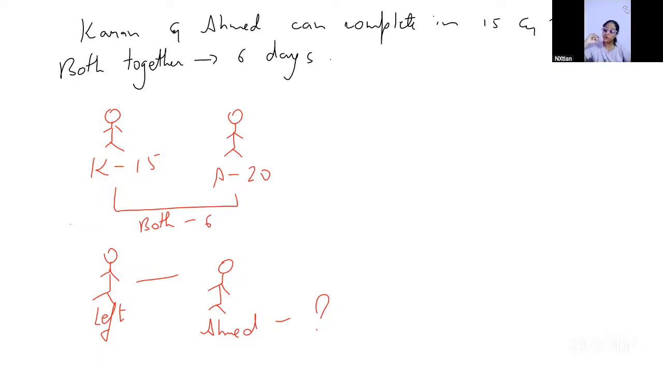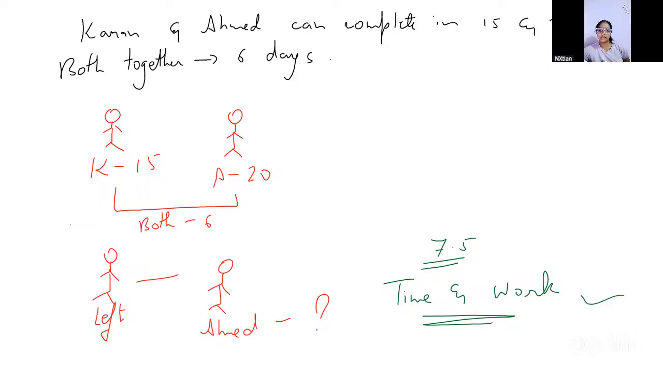Also, for the homework, I want you all to try out exercise 7.5. There are some questions similar to the ones we did about time and work. Don't worry if you don't understand some questions. Just do the questions that you understand and are able to do. The rest of the questions you can ask me. I can take them in the doubt class.